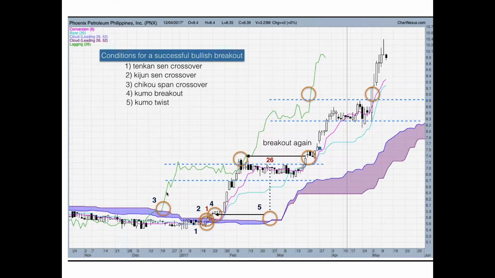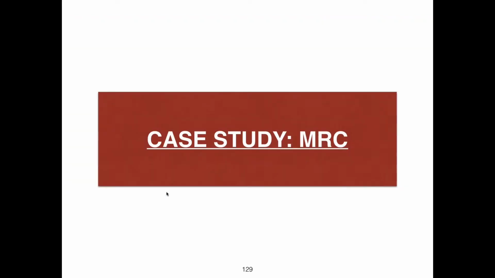Currently, PNX is still trending strongly above its Tenkan-sen line. So this was the breakout candle that corresponds to the Chikou span breakout. Now let's go to another. Let's do a case study on MRC.